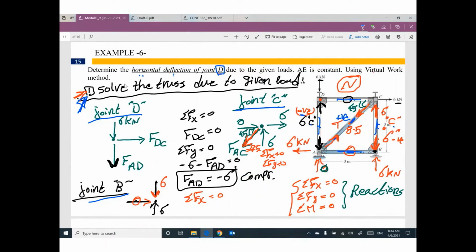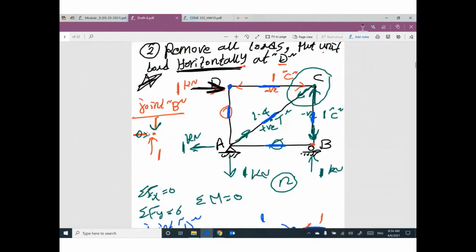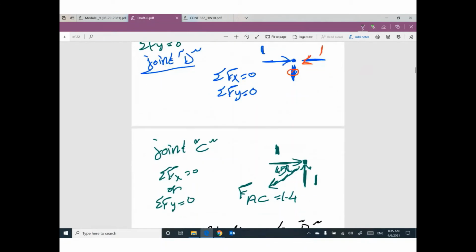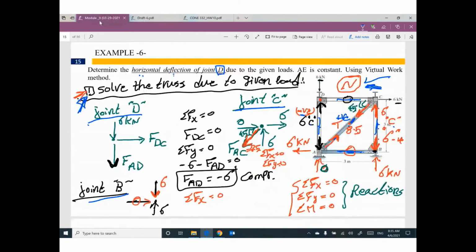Okay, you solved the truss and you found capital N correctly. You removed everything and put the unit load, and you solved the truss one more time and you found small n. But you don't have time to set up this table. Believe me, I will give you good credit, because I am sure you can solve the truss and you set up everything, but you don't have time.